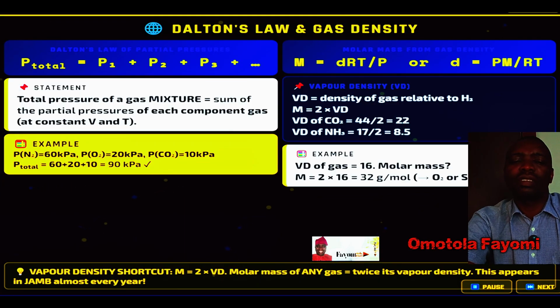Carbon dioxide molar mass 44. The vapor density 22. Ammonia molar mass 17. Vapor density 8.5. If JAMB gives you a vapor density of 16, the molar mass is 32, which could be oxygen or sulfur. This shortcut M equals 2 times Vd appears in JAMB multiple times per year. Write it down, memorize it, use it.